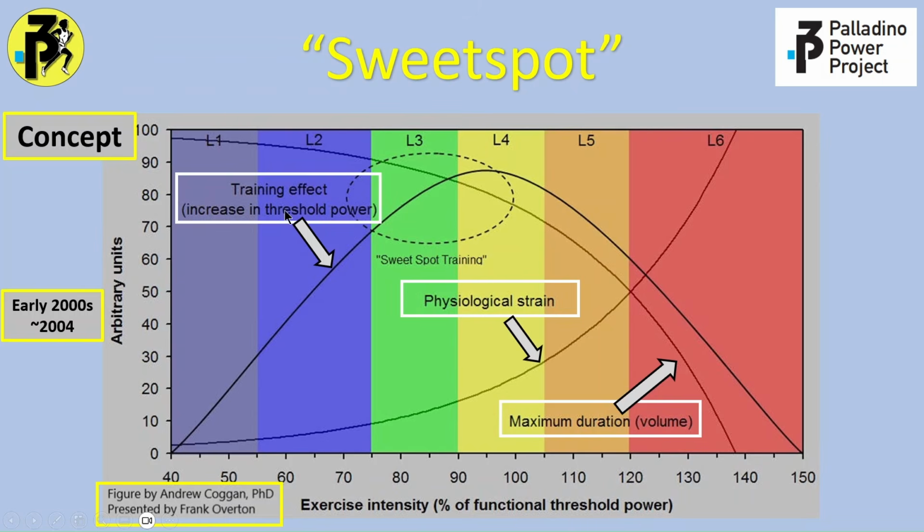And so this diagram depicts the maximum duration that can be sustained at a certain intensity. The higher the intensity, the lower the volume you can get of that intensity, and the lower the intensity, conversely, the higher the volume. The other aspect is the physiologic strain. Again, lower volume, lower physiologic strain, and that ramps up into the very high intensities where you have higher physiologic strain.